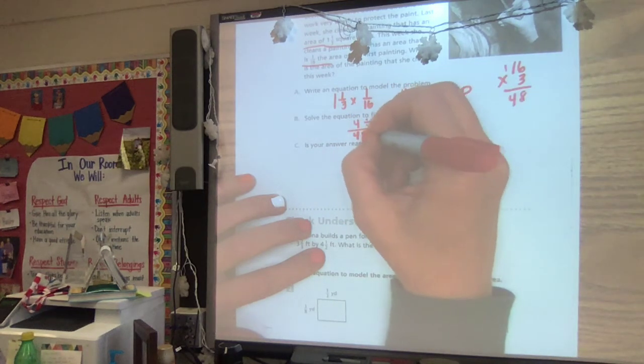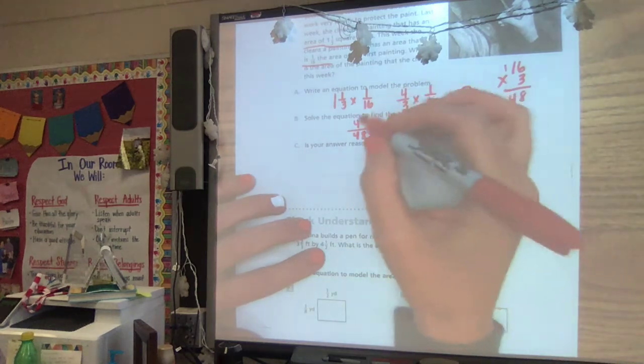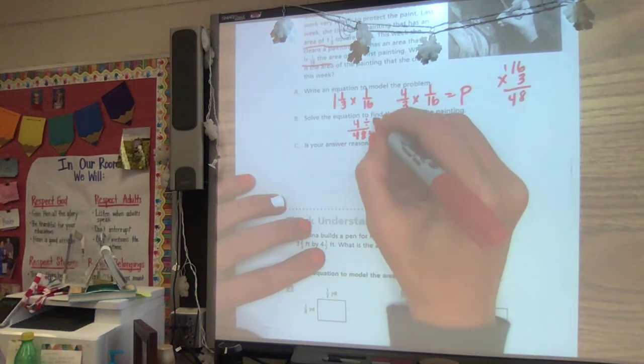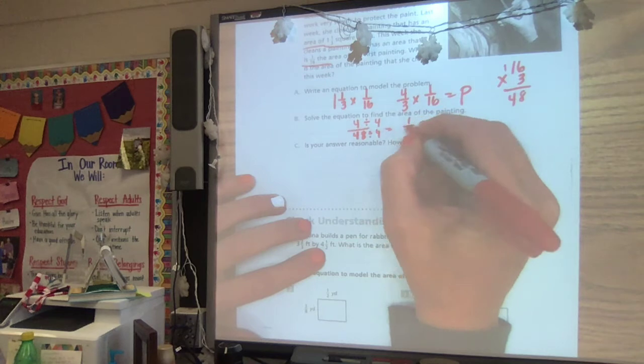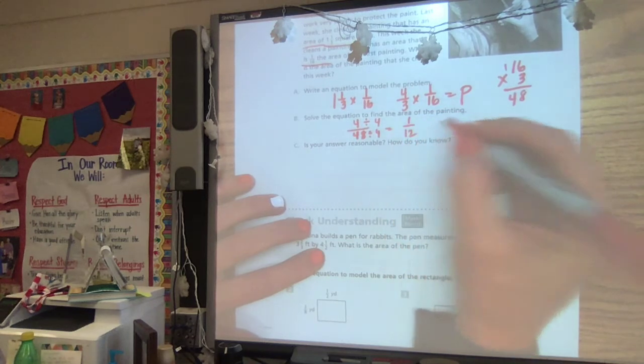I know I can simplify, they're both even. I also know I can divide them both by 4. 4 divided by 4 is 1. 48 divided by 4 is 12.